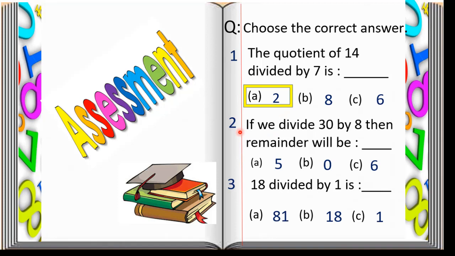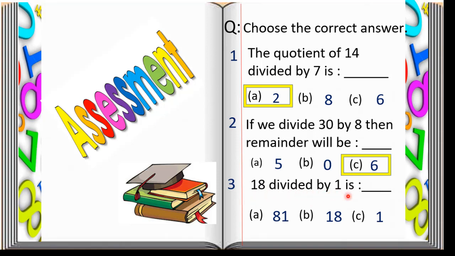Second question is here, if we divide 30 by 8, अगर हम 30 को 8 से divide करें then remainder will be, तो remainder क्या होगा? A option is here 5, B is 0 and C is 6. Can you tell me the answer? Yes, what will be the remainder? Very good, 6.